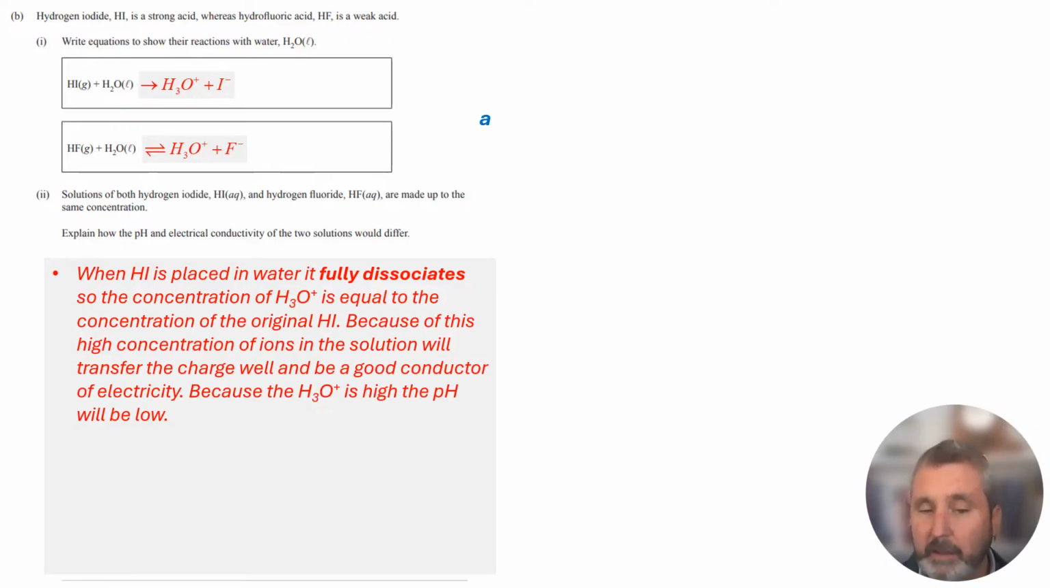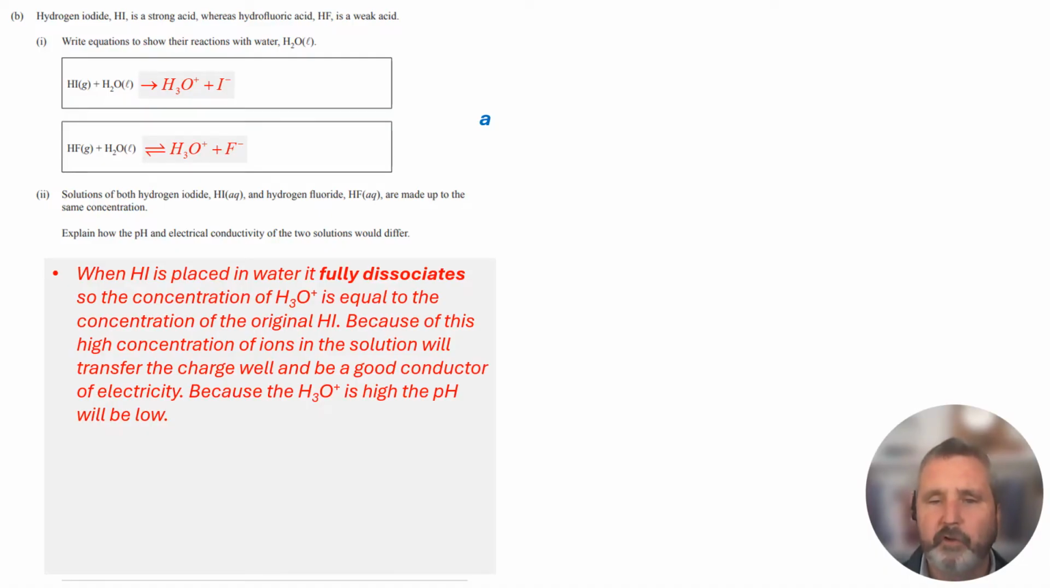The second point, they asked us about two things. Explain about the pH and the electroconductivity. So I'm going to explain about the pH now. Because the H3O+ is high, the pH will be low. Okay, so remember that high concentration of H3O+ means it's very acidic, low pH like 1 or 2. So that's nicely fully explained.